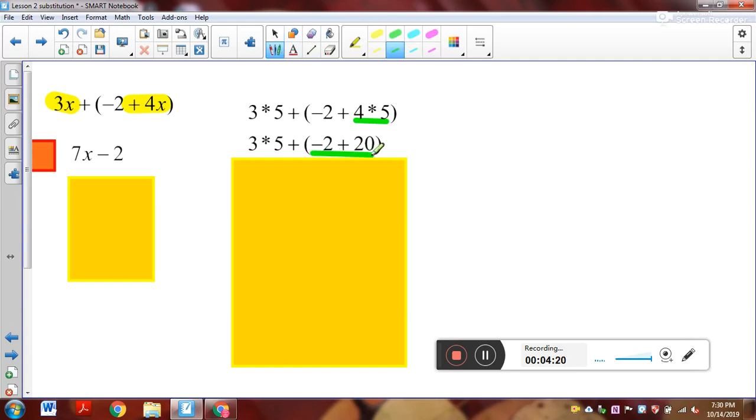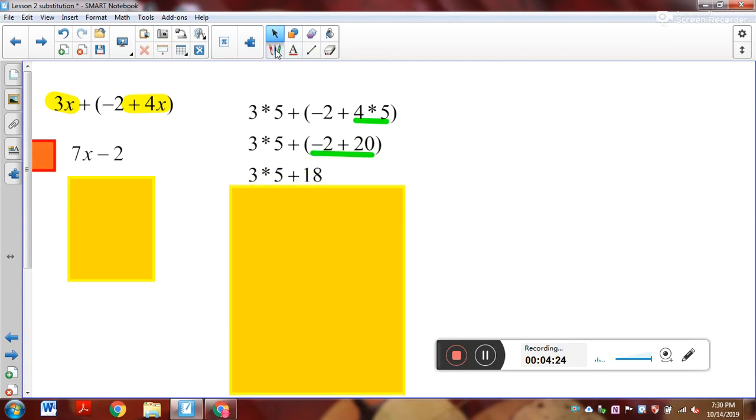Parentheses, negative 2 plus 20 is 18. I need to multiply before I add. 3 times 5 is 15, and then 15 plus 18 is 33. If I did my combining like terms correctly, I should get 33 once I substitute 5 in on this side as well.